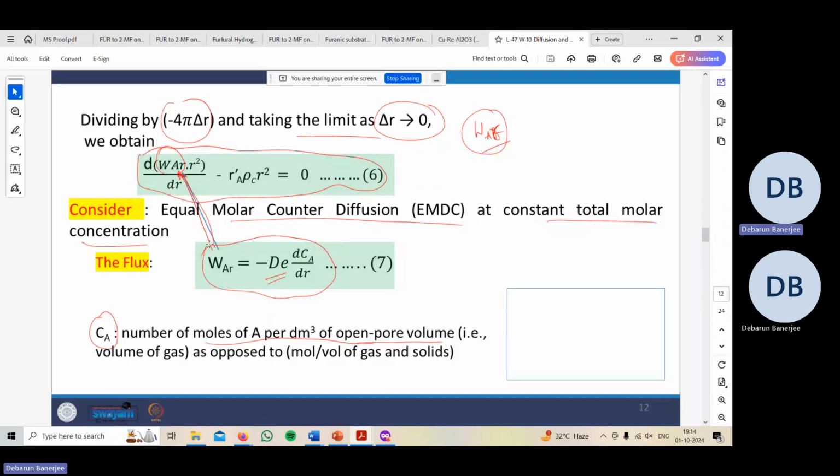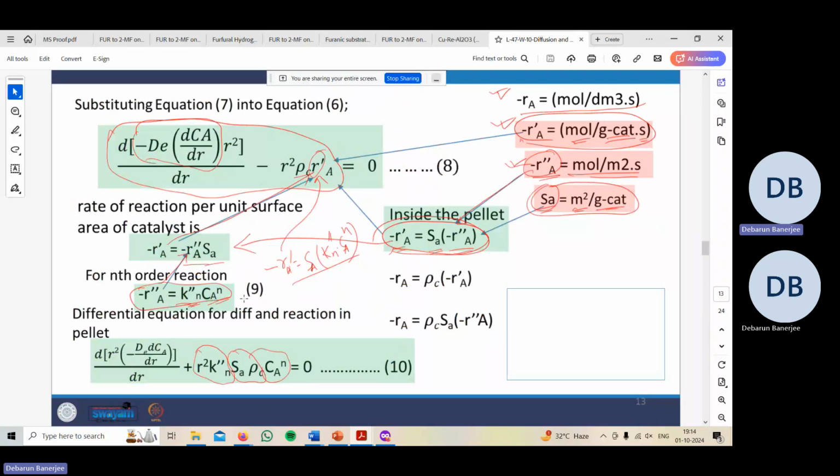So you can see this equimolar counter diffusion at constant total molar concentration. The flux will be W_Ar equals minus D dC_A/dr. Ultimately, the differential equation for diffusion and reaction in the pellet will be this equation: d/dr of (r square times minus D dC_A/dr) plus r square k double dash S_A rho_c C_A to the power n equals 0.